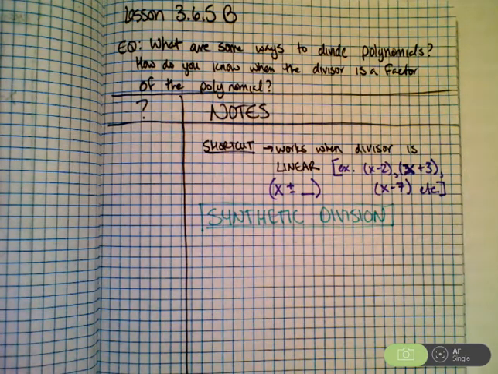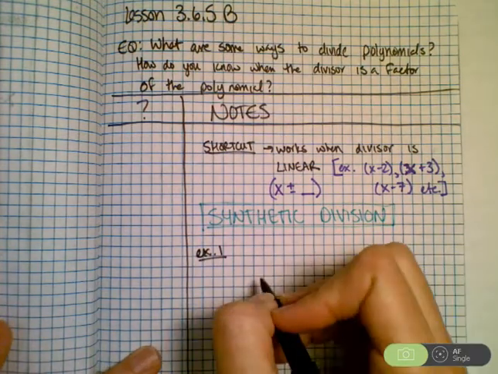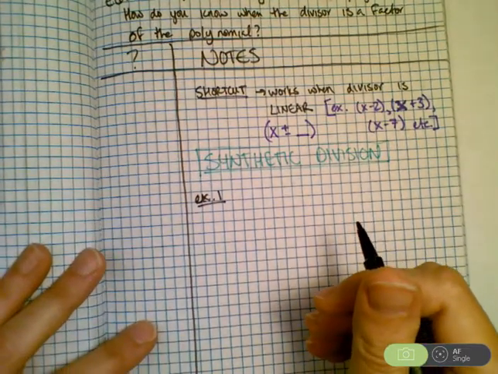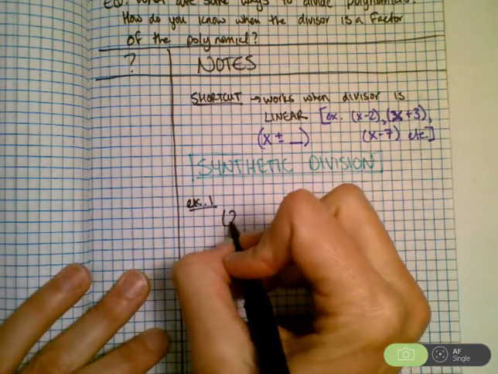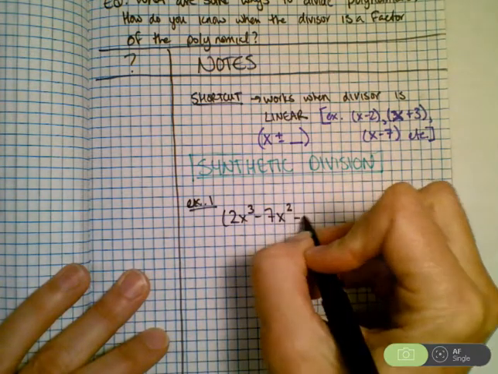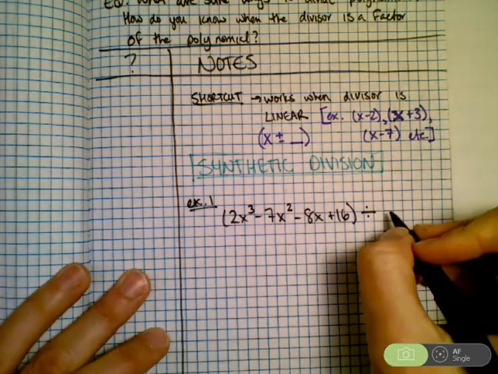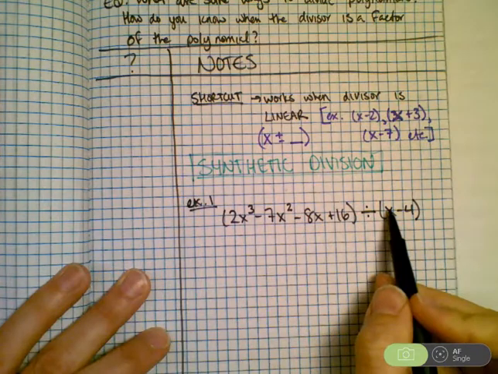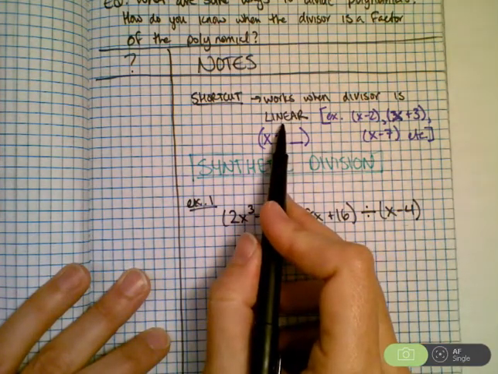So like I did with division, I'm going to do an example first because usually the steps make more sense if you've seen it done once. So follow along with this example and then I'll give you some steps after that. Okay, so our example is 2x cubed minus 7x squared minus 8x plus 16 divided by x minus 4. So notice that we have an x plus or minus something here, so that means that this shortcut will work.